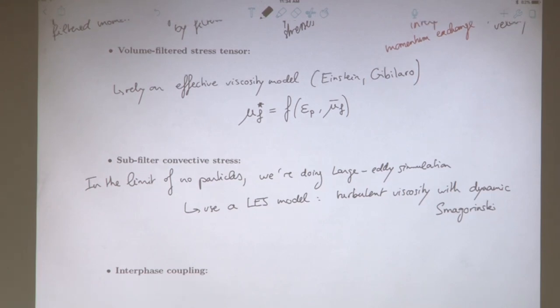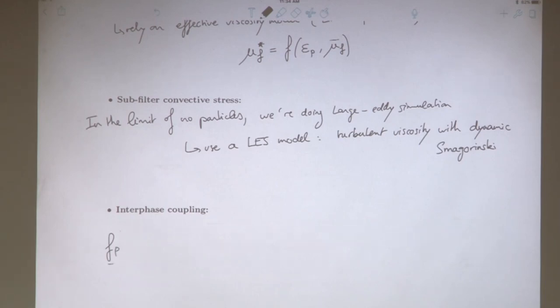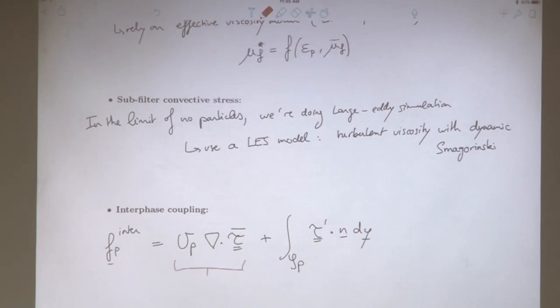The interface coupling term warrants a little bit of discussion. At this point, this is our F interface for particle P. It is the volume of the particle times the divergence of the filtered fluid stress evaluated at the particle position. So this is closed. If we are happy with our tau bar, we can just evaluate it and we're done. Plus the integral over the surface of the fluctuating fluid stress dotted with n dy. We can reasonably claim that the first part is closed. This is, however, unclosed, and that requires action.